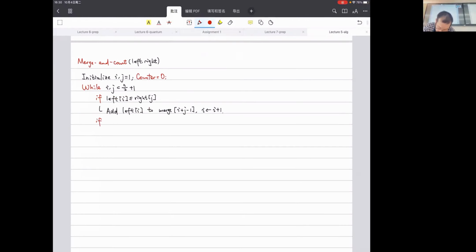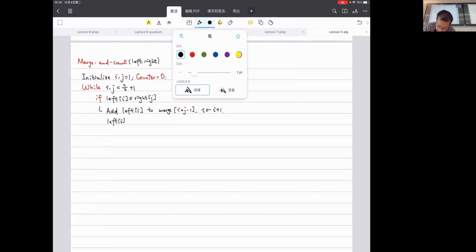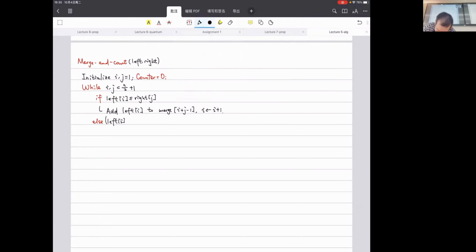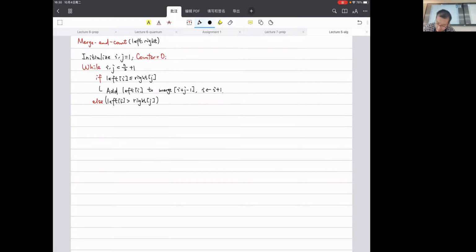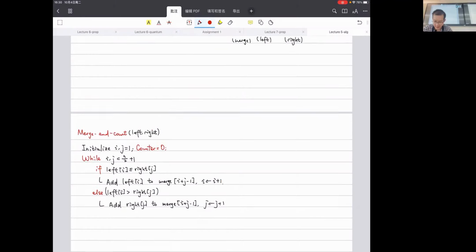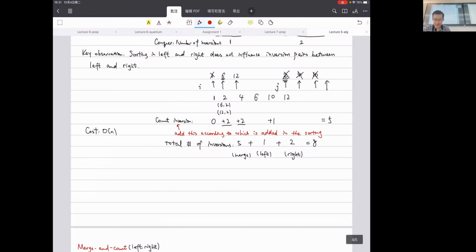So the next case, as I just mentioned, is the case where left i is larger than right j. I think this should not be an if, but an else. If the if is not true, then it simply means that left i is larger than right j. We just add right j to merge i plus j minus 1, and update j to j plus 1. But this is not ended. We must be careful here because this is the place where we are counting the number of inversions.